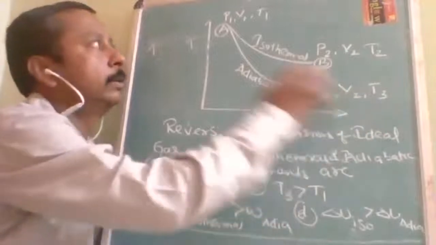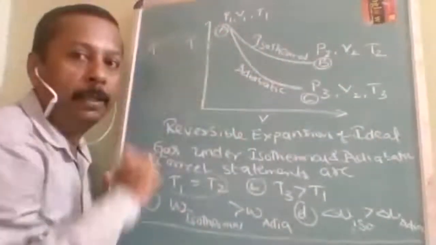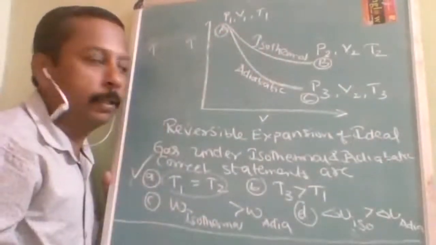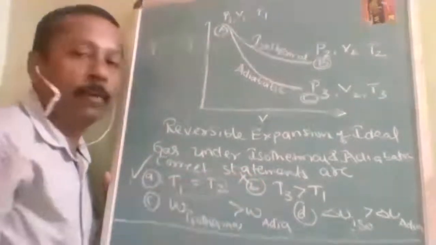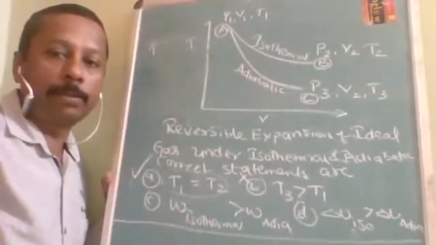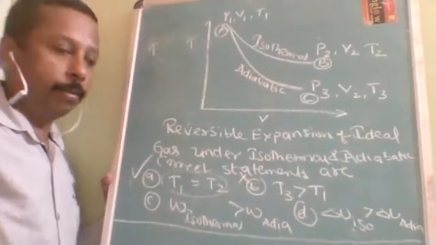Here T3 is less than T1. What should it be? T3 should be less than T1. That's why this is wrong. Why is it wrong and what should be the correct option? I think it is clearly understood now.